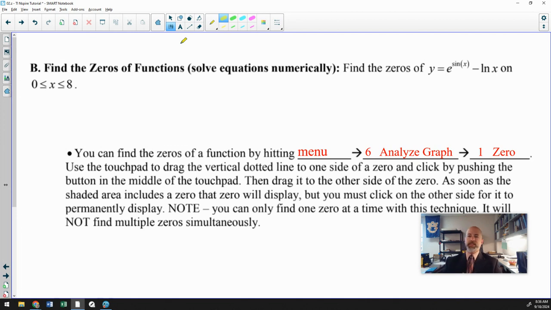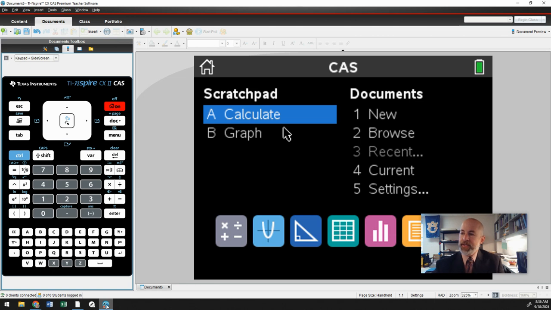So let's look at this example. We have the function e to the sine x minus ln x, and I'm asking you to find the zeros of that function. So I'm going to go to my calculator, and the TI Nspire, if you have the CAS version, which I do, has a built-in equation solver that you can use on the calculator screen. However, I strongly recommend you do not use that and that you solve graphically instead. I have several reasons for that opinion, but right now I'm going to spare you those reasons.